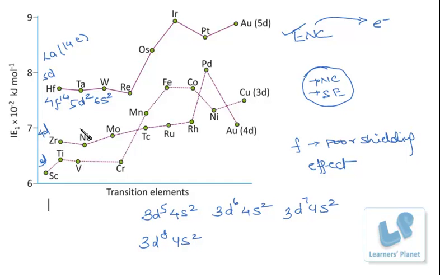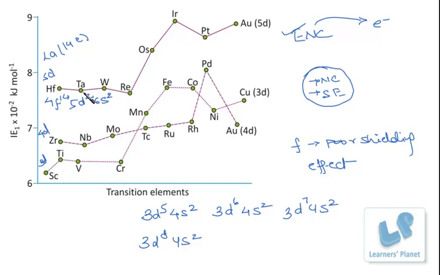Right? So students, this is a very basic concept, but these are the questions which are normally asked. Why is the ionization energy of iridium very high as compared to palladium? Whereas the difference in the ionization energies between 3d and 4d series is not much, but in case of 4d and 5d series it is very high.